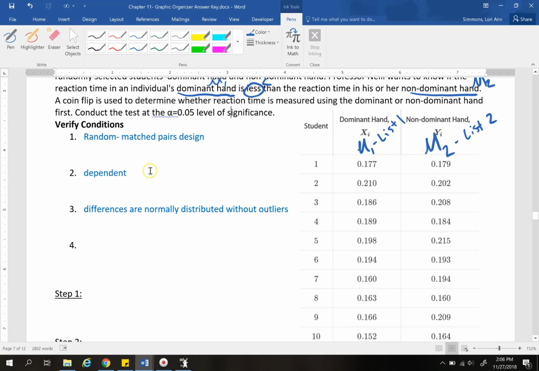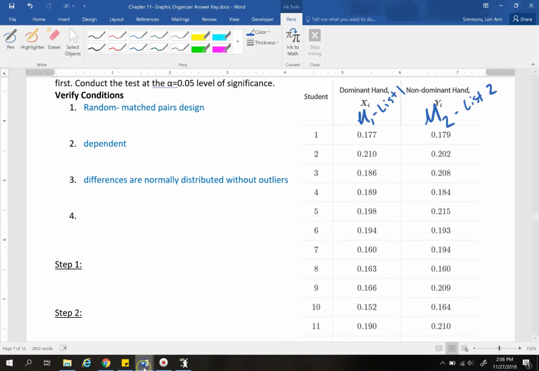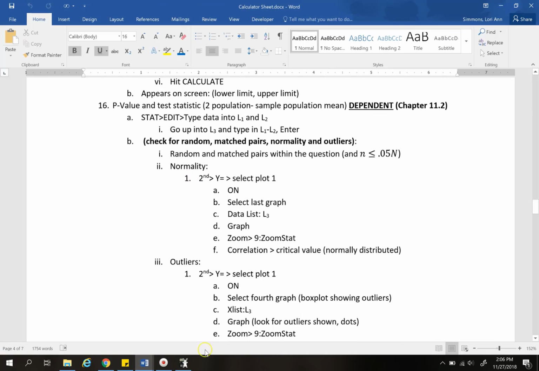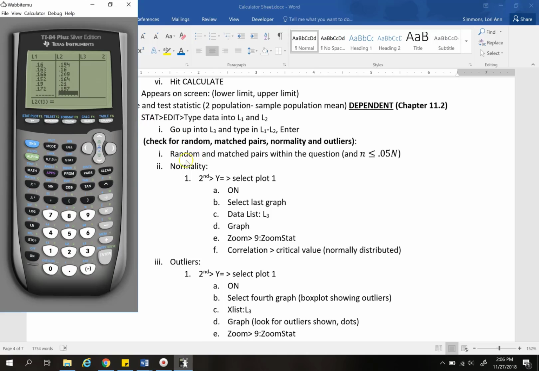Right now we're going to be checking to see if it's normally distributed without outliers. Since n is 12, it's not greater than or equal to 30, so we have to make sure it's normally distributed. So you can follow number 16. For normality, go to second, y equals, but before we do that, we need to finish this step. Go up to list 3, type in L1 minus L2, and then hit enter. It's going to calculate all the differences for you.